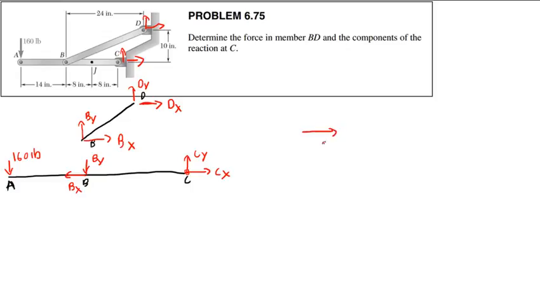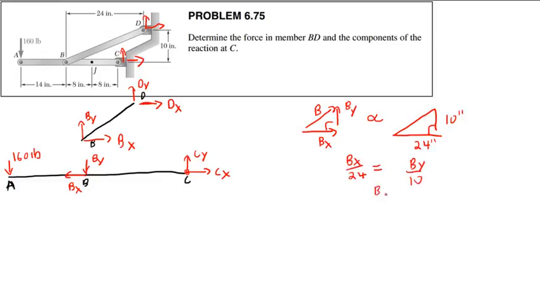So I could have Bx here, By, and B. This triangle must be proportional to the actual physical triangle, which is 24 inches by 10 inches. So therefore, I can simply say Bx over 24 equals By over 10. Or I could say Bx equals 2.4 By.